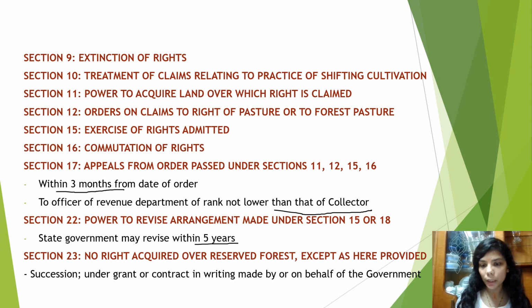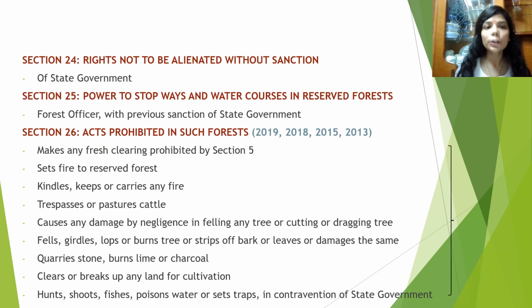Moving on to another slide, which comprises of sections 24, 25 and 26. Section 24, rights not to be alienated without sanction, and sanction of whom? State government, since it is only declaring the reserved forest, so sanction shall be of the state government. Section 25, power to stop waste and water courses in reserved forest. A forest officer shall have this power with previous sanction of the state government.